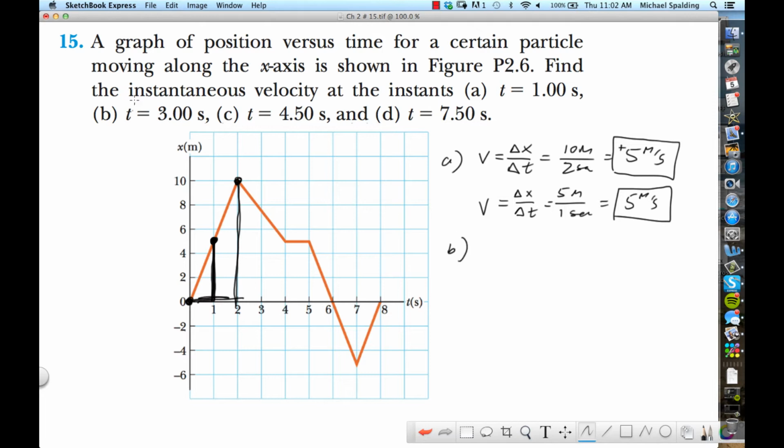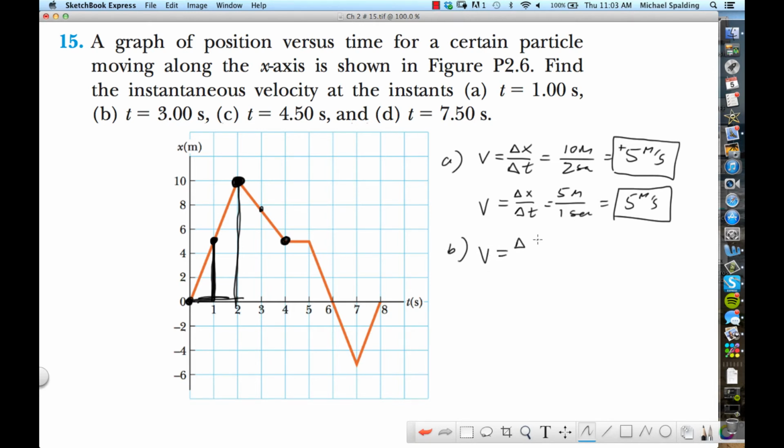Okay, B. At t equals 3. So look, t equals 3 is right there, and a lot of you are asking, well, hey, at t equals 3, is that 7.5? My answer is, it doesn't matter. You know why it doesn't matter? Because we're trying to find the velocity right here, right? Is that on a straight line? Yeah, so I'm going to use this point and that point. I'm going to use those 2 points.